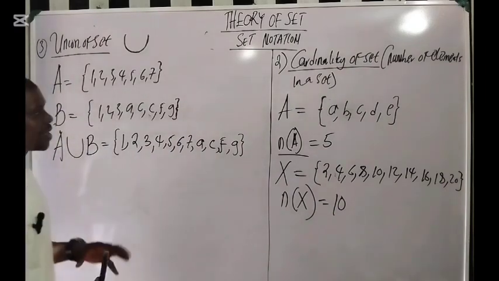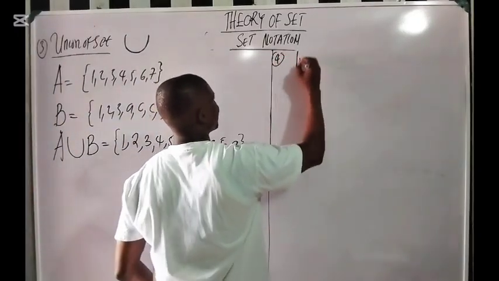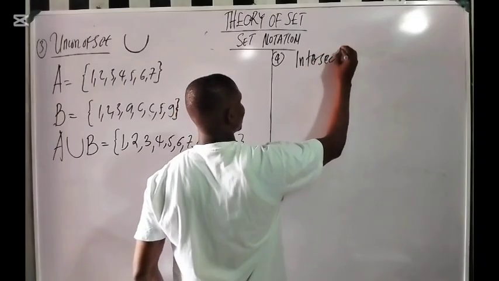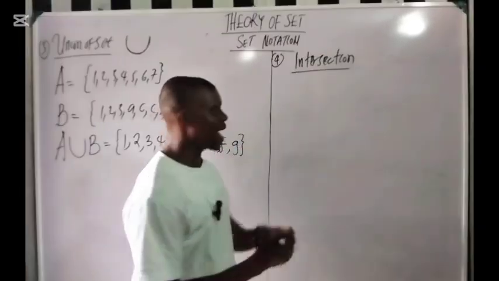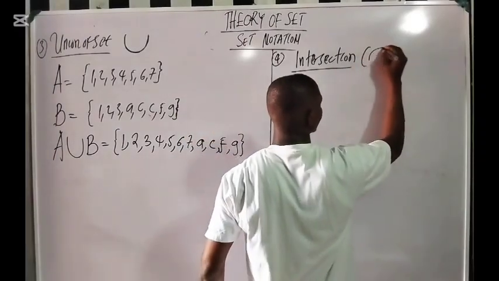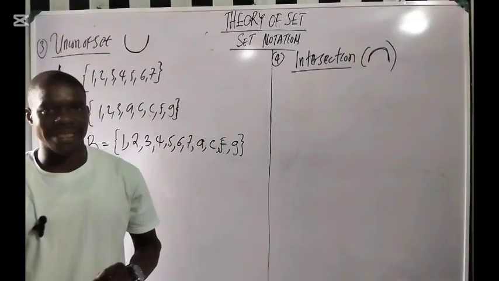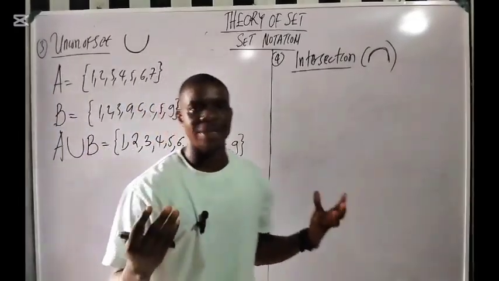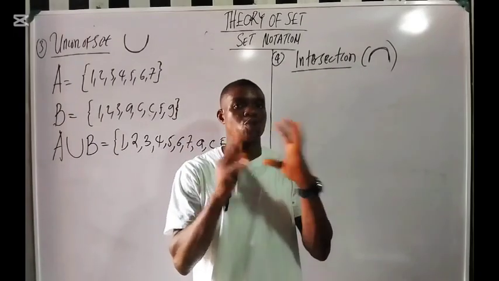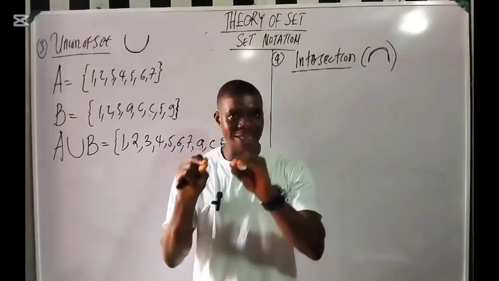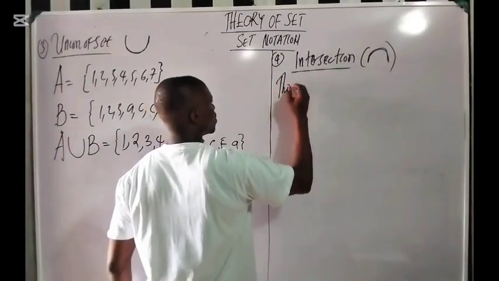The next one I want to look at is number 4, which is called intersection. It's called intersection of sets, and it's denoted like this. Now the word intersection, what does it mean here? You are going to find the common elements between two or more sets. So that's called intersection.